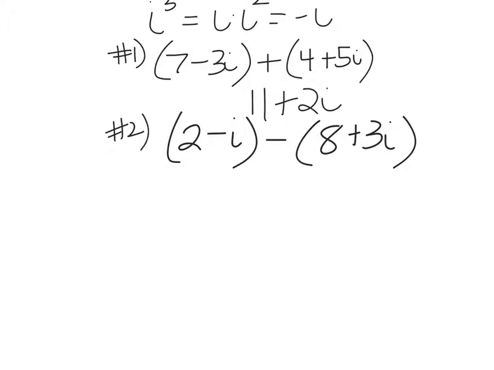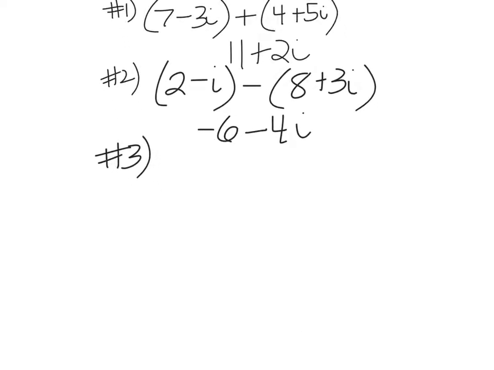And when you subtract, you have to subtract everything. So we're subtracting 2 minus 8, and what do we get? Good, -6. And then negative i minus 3i is -4i. Good. All right, so I'm insulting you again with how easy this is, right? Number 3.